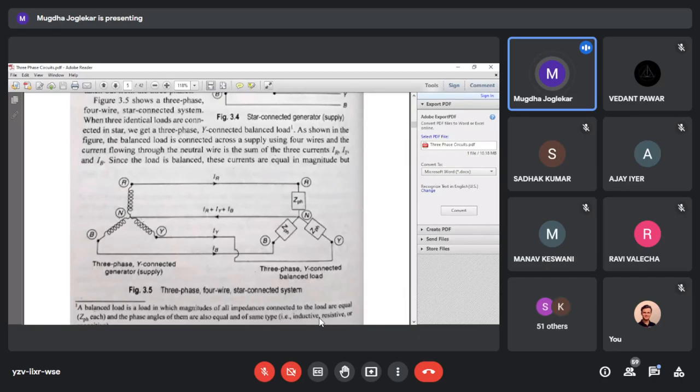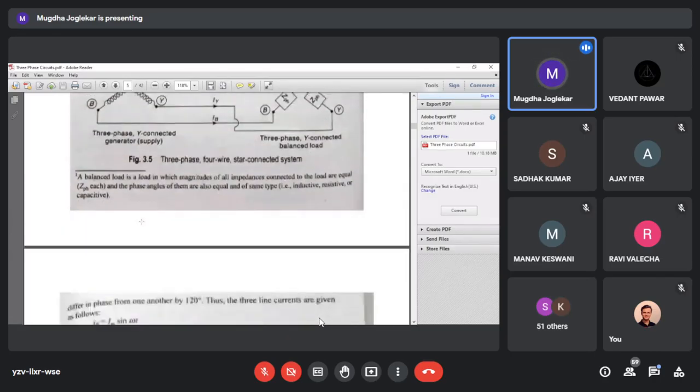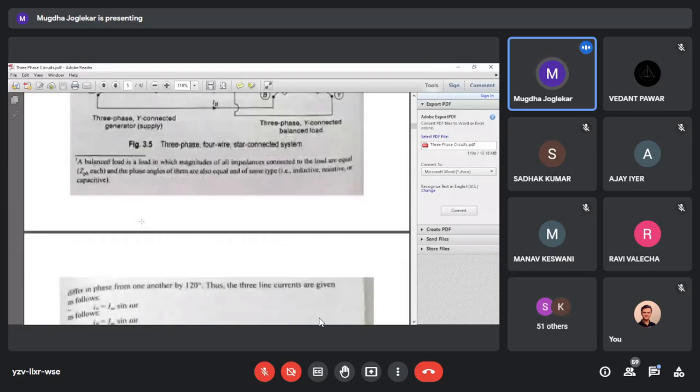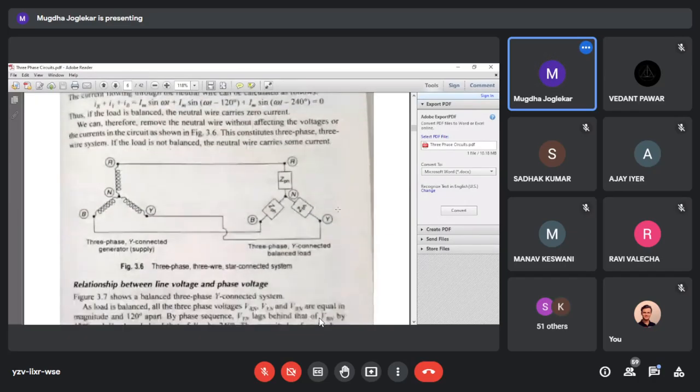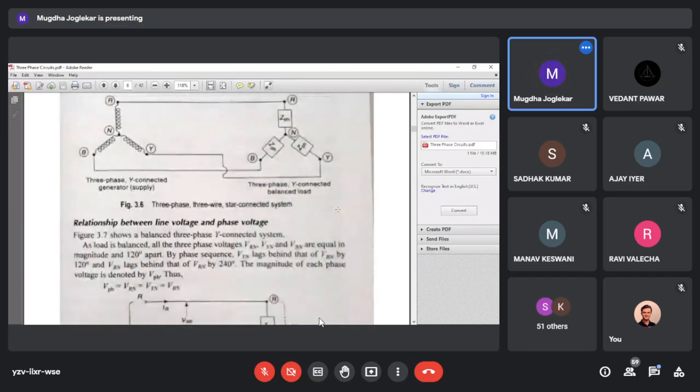Now in this system, current IR is what? IR is Im sin omega t. IY is Im sin omega t minus 120. And IB is Im sin omega t minus 240. So you can see the equations of the three currents, same like your voltages. And the resultant of all three currents will be zero in the neutral line. This is the main diagram of star connection.